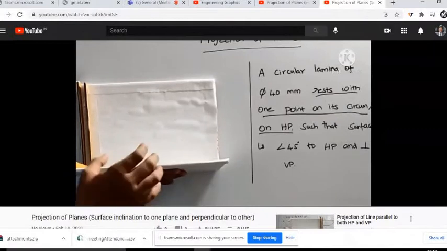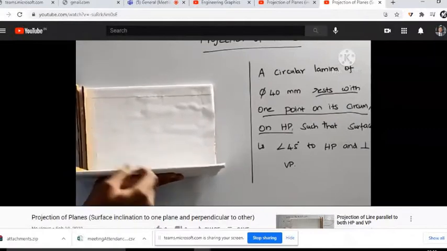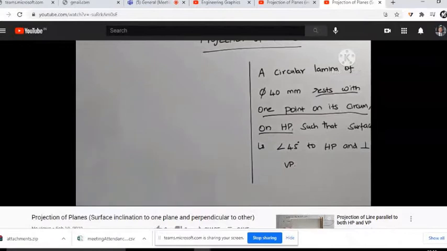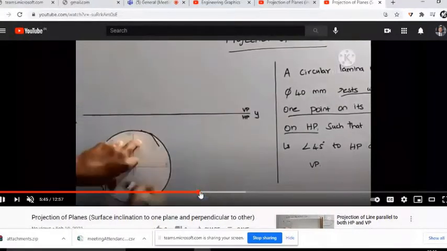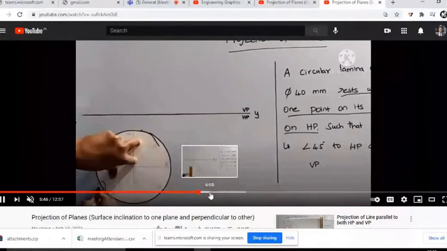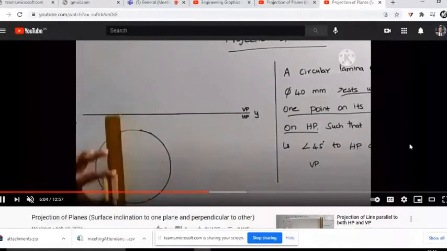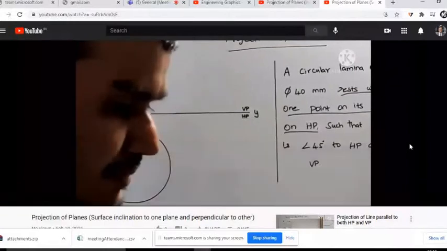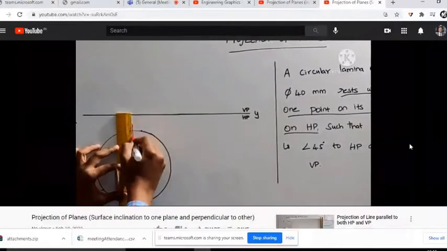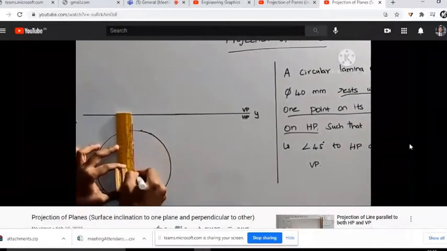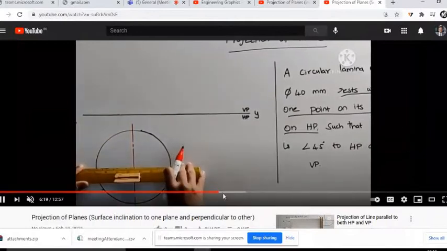While drawing the simple position, you need to start with the view where the true shape of the lamina is visible. In this case, you need to start with the top view. So let me draw the top view first. I have drawn the top view, and we need some reference points because in a circle we don't have corners. So I'm dividing the circle into convenient divisions, preferably 8.